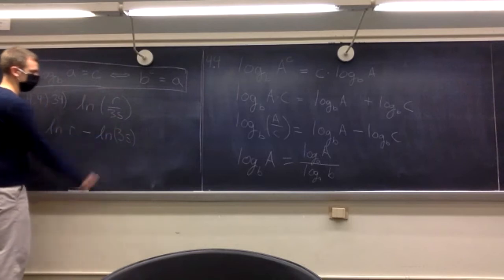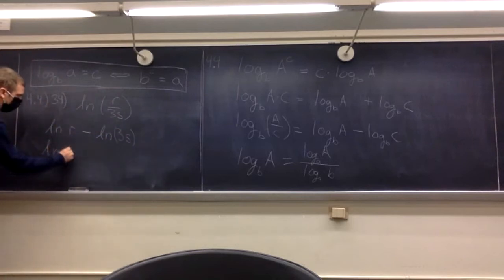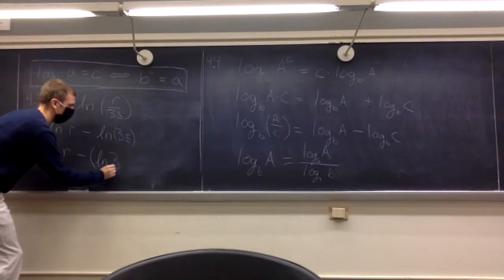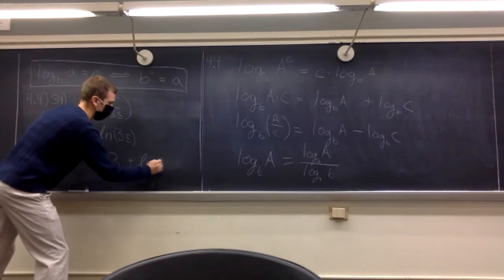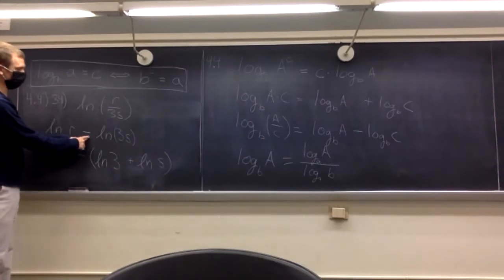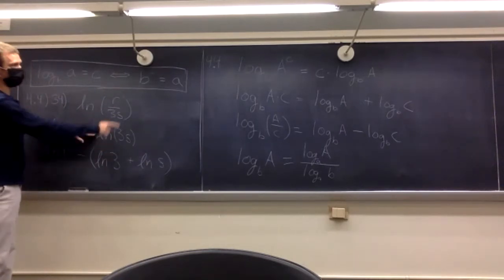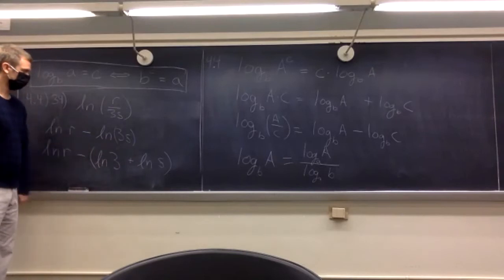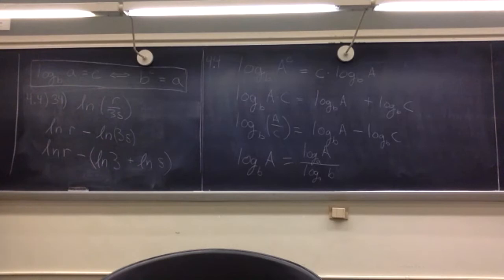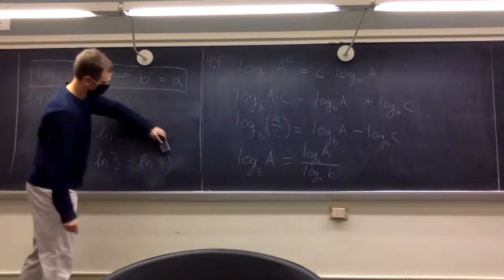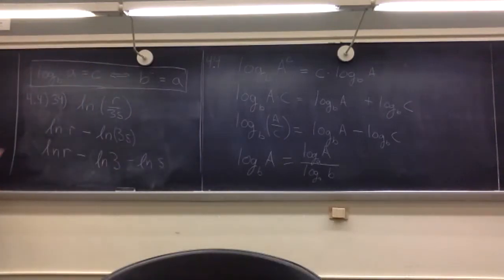There's now an obvious product here. So let's expand that. Natural log of R minus, I'm going to put this in parentheses, natural log of 3 plus the natural log of S. Put it in parentheses because in this line we're subtracting the natural log, and the product is expanded. So we still want to subtract the whole product. Now we can distribute the negative sign again. Negative natural log of 3 minus natural log of S. This is the full expansion. There's no obvious powers, there's no products that are obvious, there's no more quotients that are obvious.